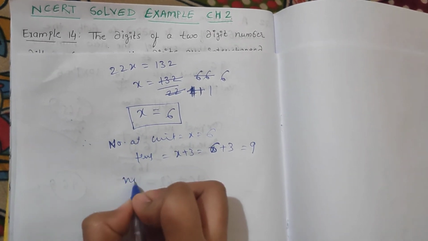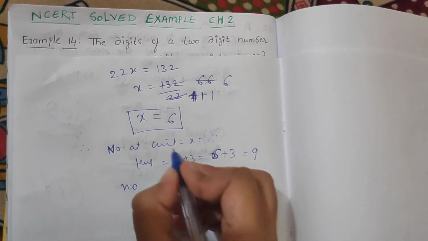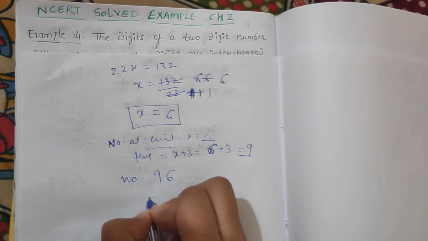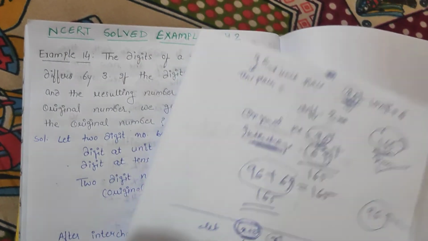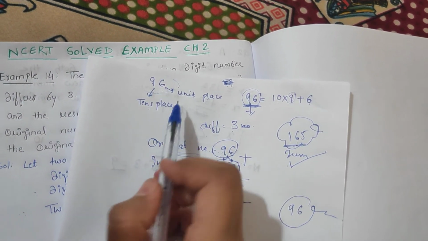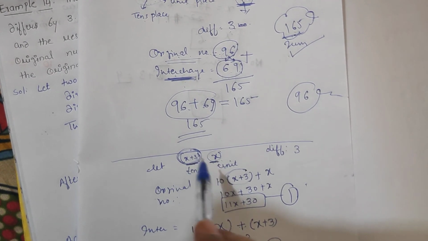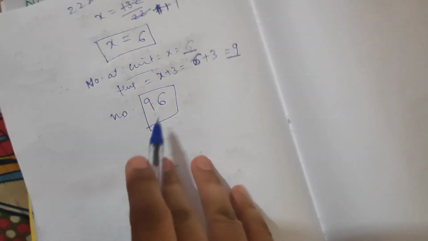So what will be our required number? At tens place we have 9, and at unit place we have 6. So our required number is 96, which we saw here. I have solved the same example here where we didn't know the number. Now we are getting that this number is 96.